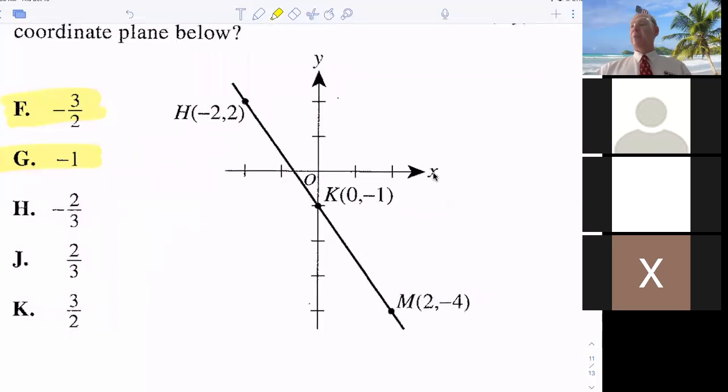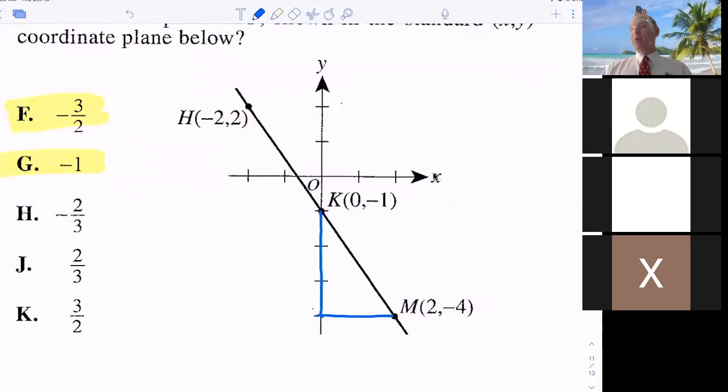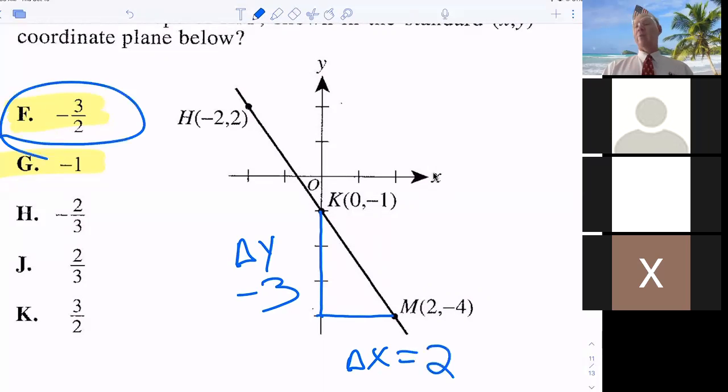So again, for those of you who are a little bit confused, with slope we can just go: look, I went from here to here. This is referred to as delta y. This is referred to as delta x. So I went down how many? 3. Down is negative. Then how many did I go over to the right? 2. That's why the correct answer is F. Down 3, to the right 2.